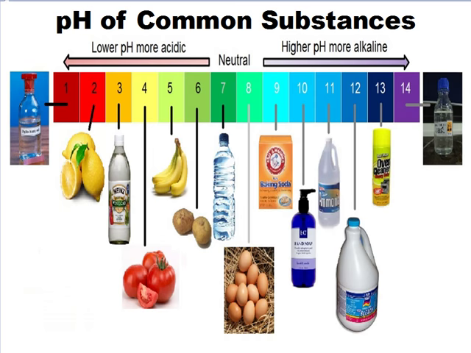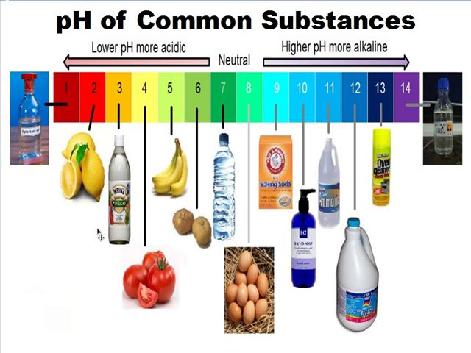This is a good picture of some common substances and their pH. Again, our scale ranges from 1 to 14, where below 7 is more acidic and above 7 is more alkaline or basic. Having a pH of 7 is neutral. Water is always neutral.